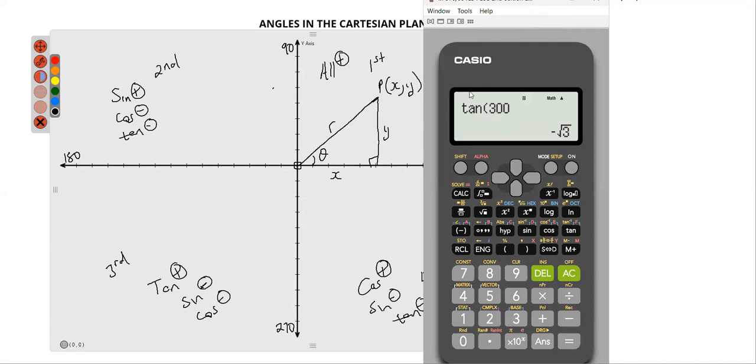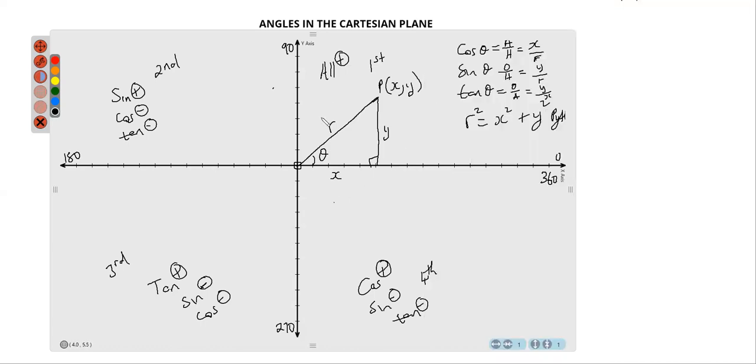Okay, so that's all for understanding how you get your angles, and understanding that if you are ever given a function, you also see where the angle is. Is it in the first quadrant? Is it in the third quadrant? Is it in the fourth quadrant?